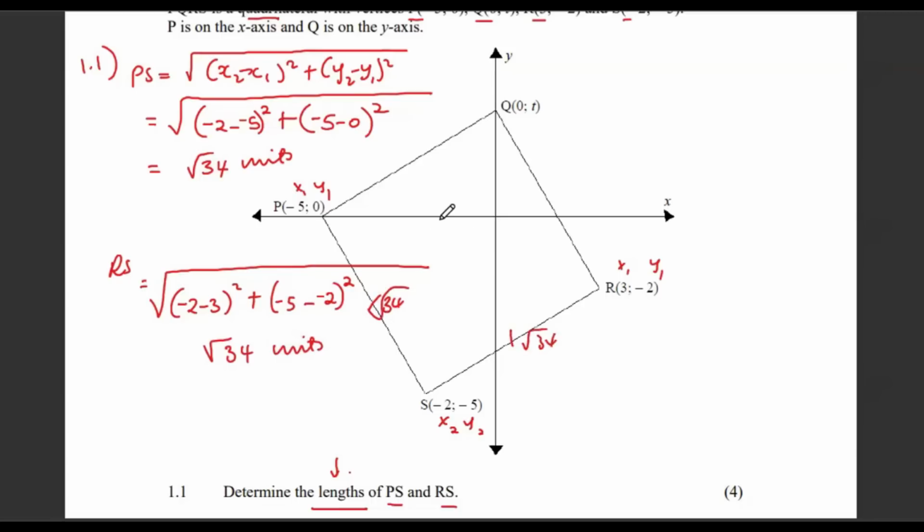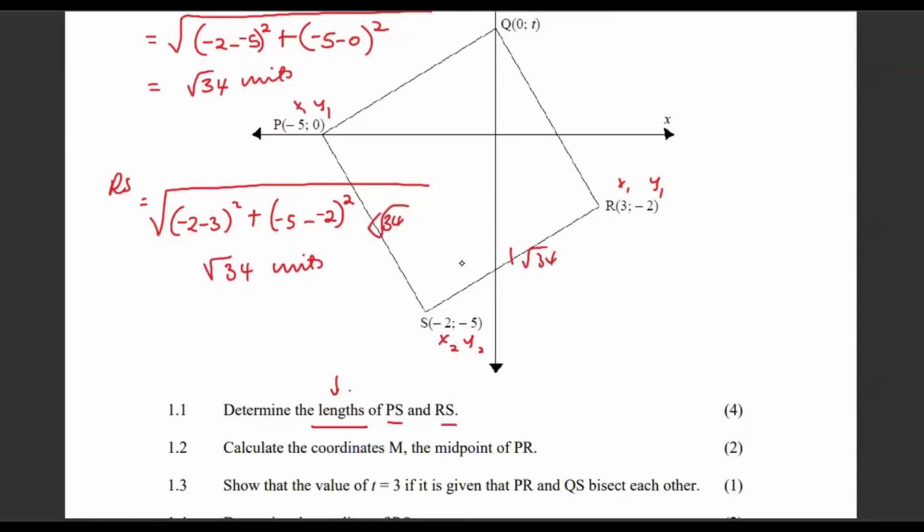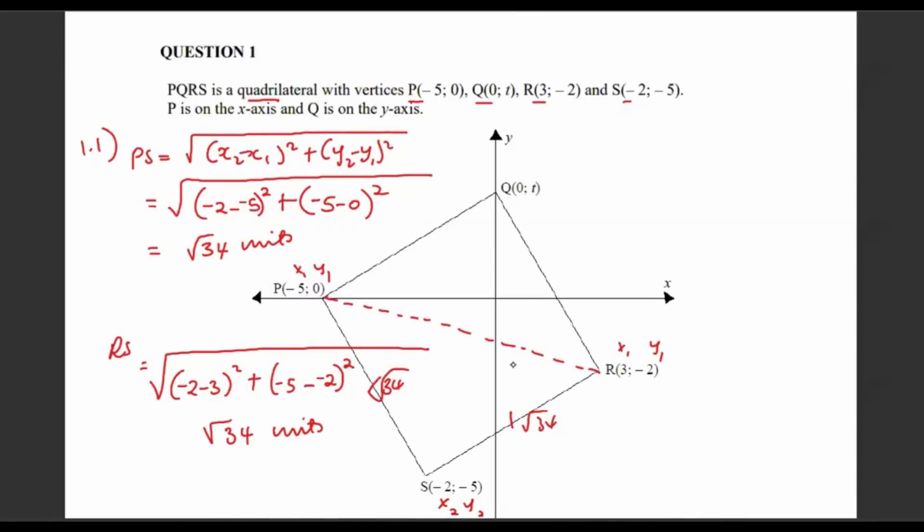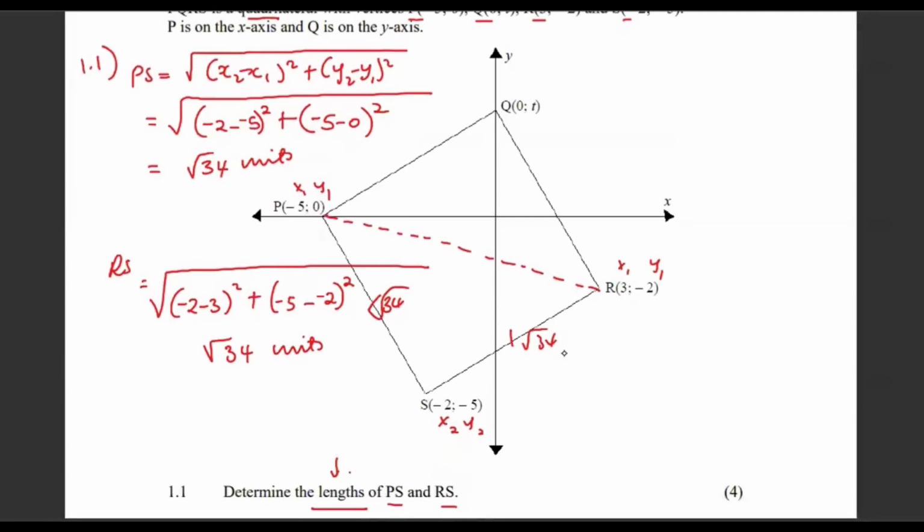Then they want us to get the coordinates of the midpoint of PR. So if we have this as our PR, we must get the midpoint. So midpoint is basically the point that is in the middle, the halfway of the line segment. So the formula of the midpoint is x1 plus x2 divided by 2, y1 plus y2 divided by 2. Please do not confuse the addition of the midpoint and the subtraction of the distance formula.